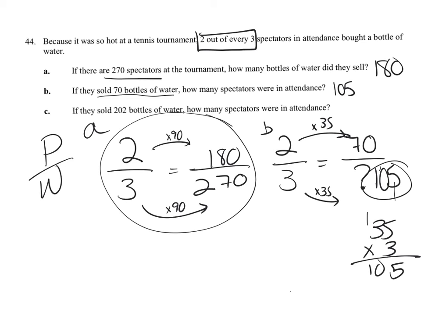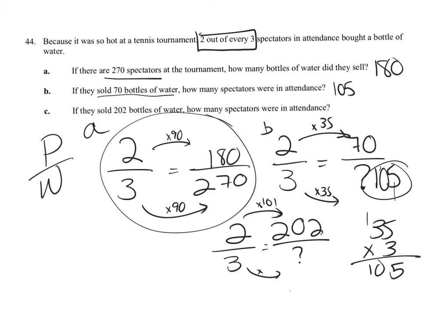Next, if they sold 202 bottles of water, how many spectators were there? So once again, 2 out of 3, we have 202. Okay, so you're still having to think, how many am I going to multiply? So this would be 101. So I would multiply this by 101. Gives me 303. Whoops, 303 spectators.